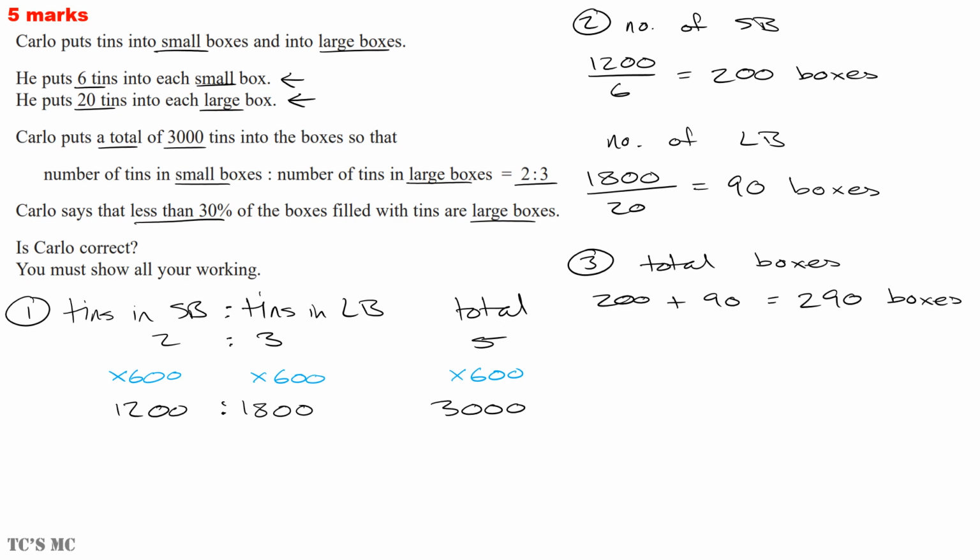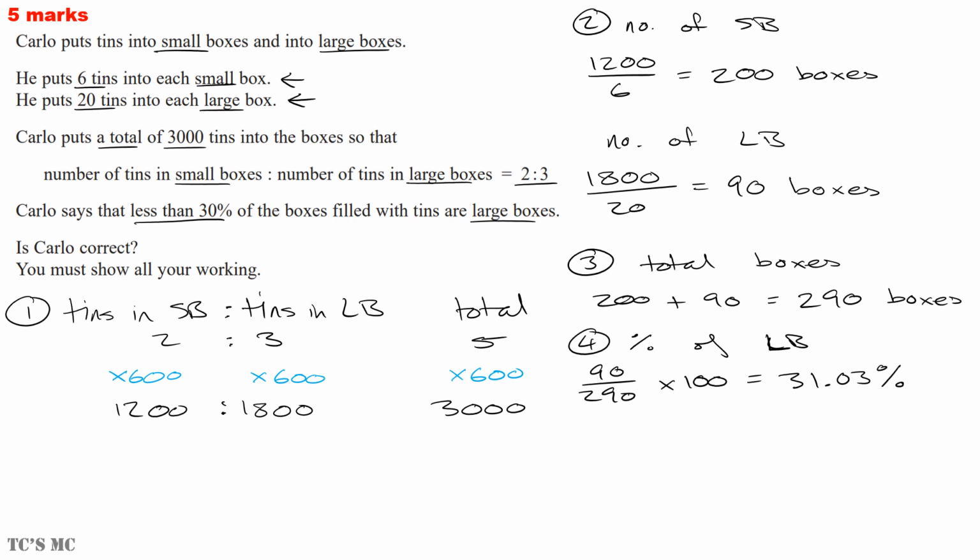Now for step 4, we can work out the percentage of large boxes. We are going to do 90 divided by the total, which is 290, and then we need to multiply by 100 to turn that into a percentage. That gets us 31.03 something something something %. Now we have our fourth mark.